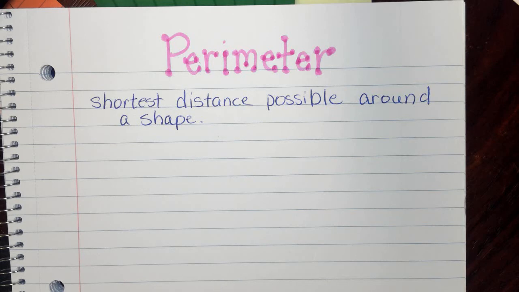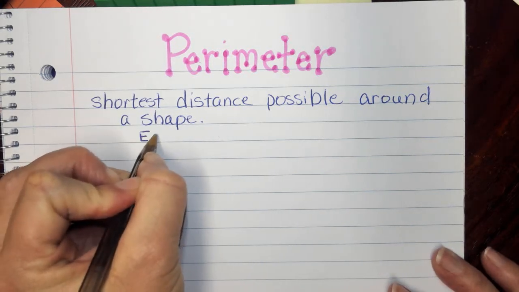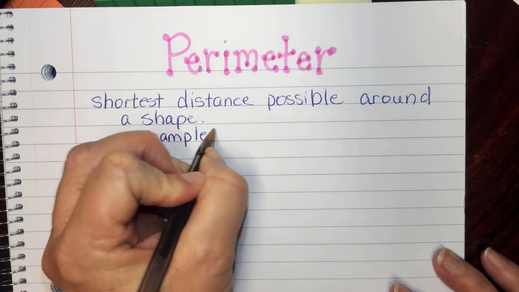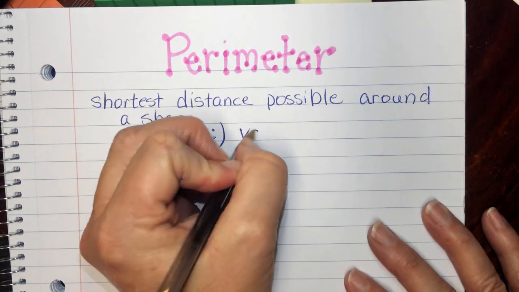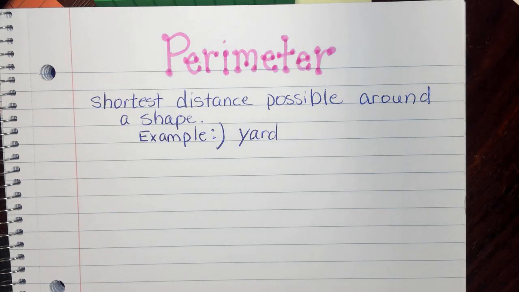Automatically, some things come to my mind when I think about perimeter. I'm going to put a few examples here. These are examples of things that I've seen in 5th grade and really in real life. We can find the perimeter of our yard. I bet a lot of you live in a yard where there's a fence, and if you're having to buy a new fence, then you need to know the perimeter.